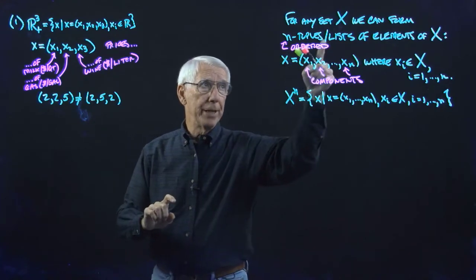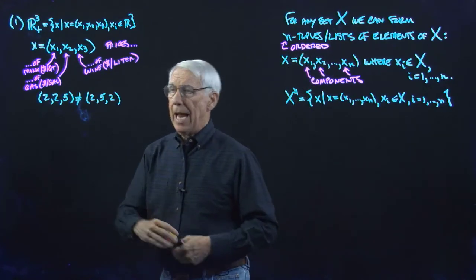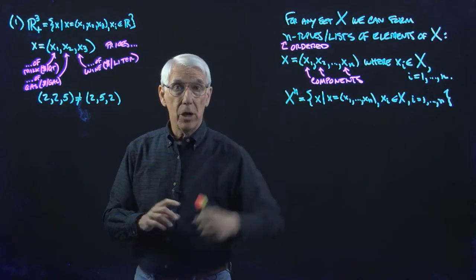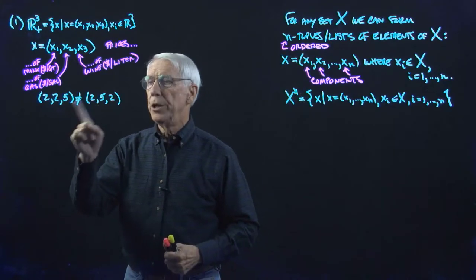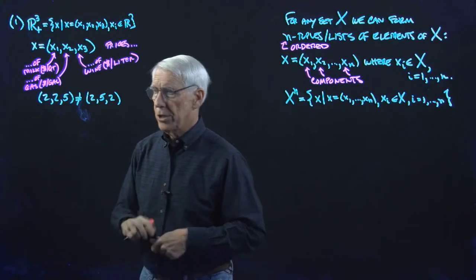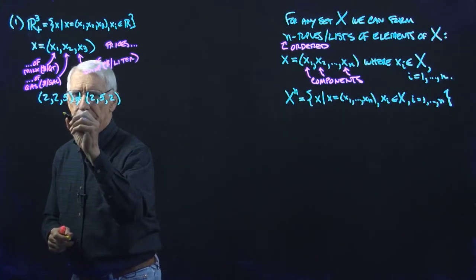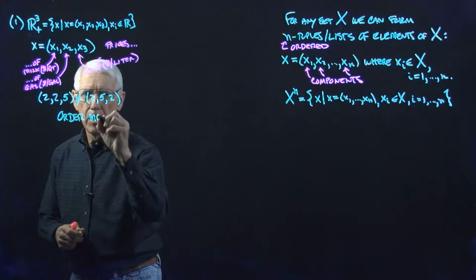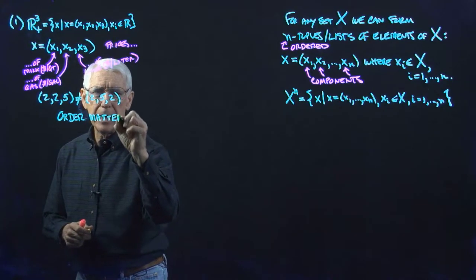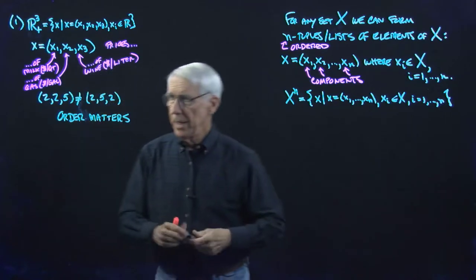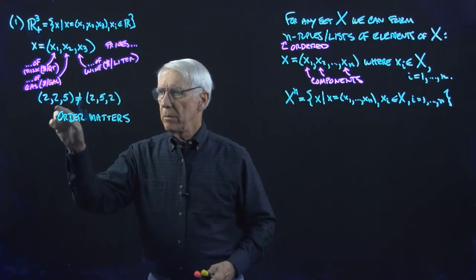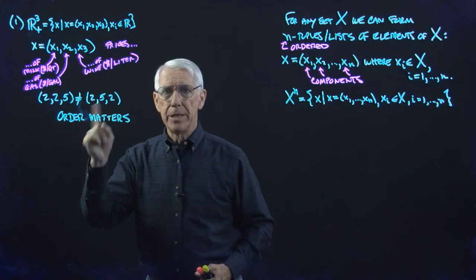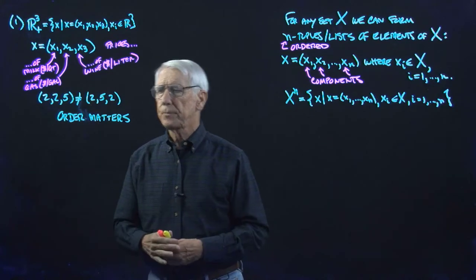I said ordered n-tuples, ordered lists, and we actually put that adjective on here sometimes, because the order is important. So order matters for an n-tuple, meaning if I write down the same individual components but in a different order, then it's a different n-tuple.